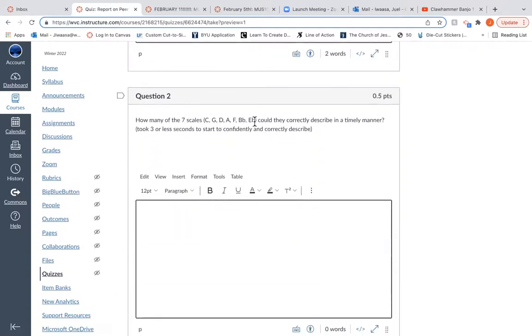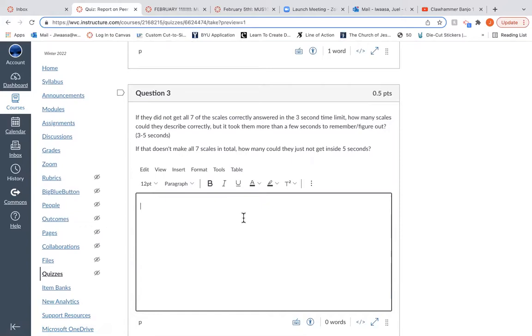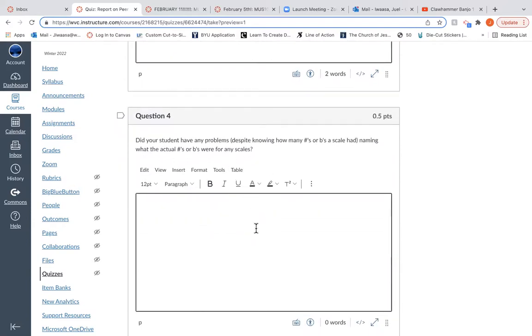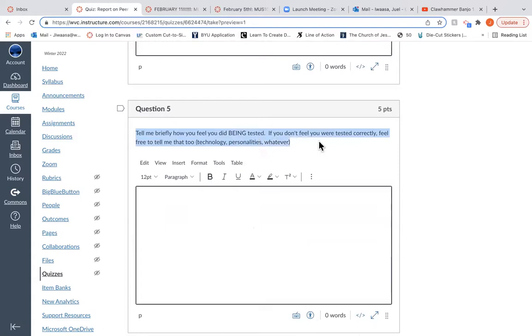And then it says, well, how many of those scales did they get correctly? He got all 6 of them right. No problems whatsoever. Did he stumble on one? Yeah, he actually stumbled on one. It was C, which was really weird because that's the easy one. And then, did he have any problems knowing what they were? Like, did he know the number of sharps but couldn't name the sharps, or knew the order of sharps but didn't know that D had 2 sharps? And then finally, just report on yourself. Did you feel like you were fairly tested? In other words, this is a chance, if you feel like the people in your room ganged up on you and were mean, you can say, they all said they were going to lie about me and give me a bad report, I don't feel safe.